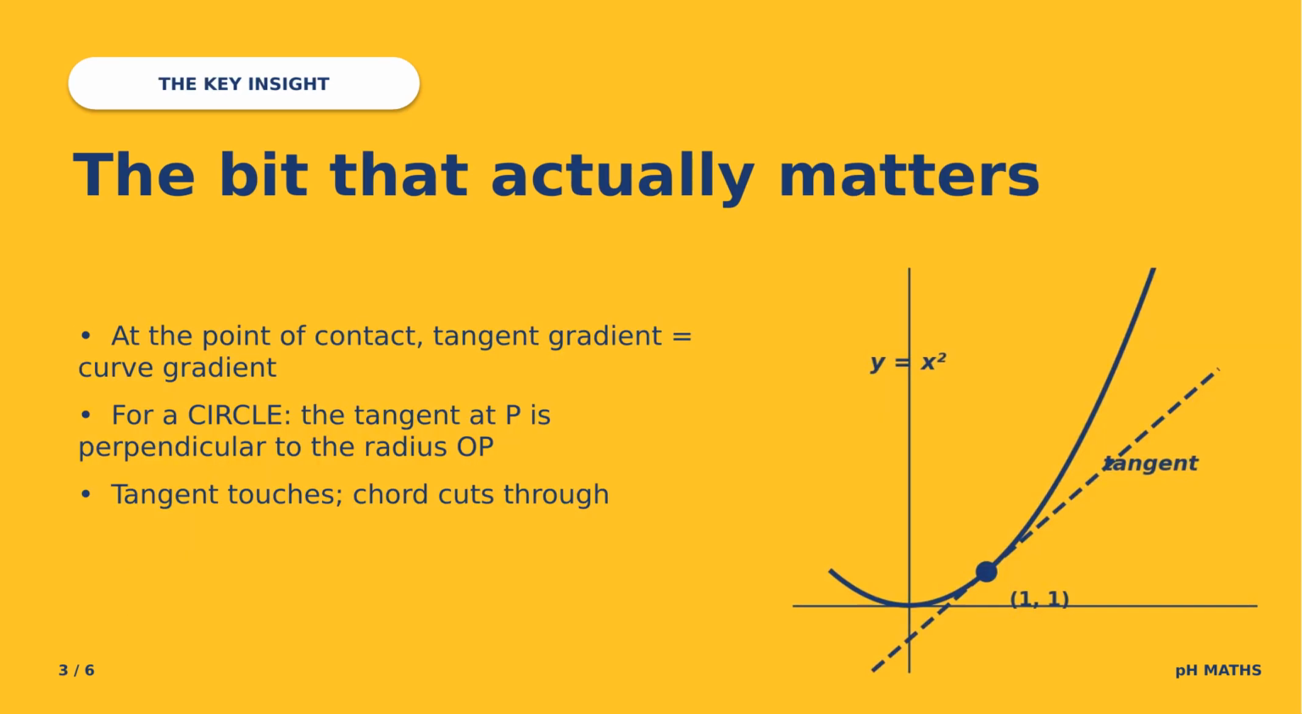Key insight: for a curve, find the gradient of the curve at the point of contact, using differentiation at A-level or by inspection at GCSE. That's the gradient of your tangent line. And for a circle, the tangent gradient is the negative reciprocal of the radius gradient, because they're perpendicular.